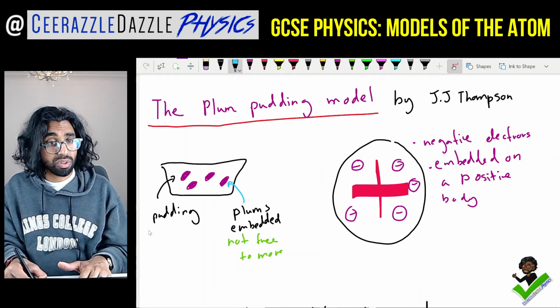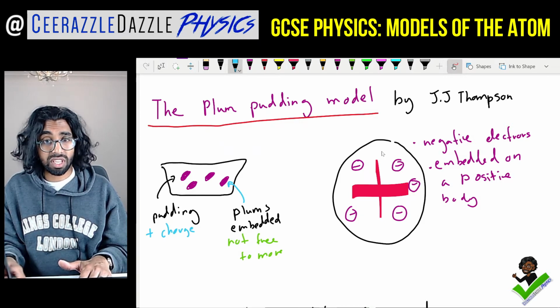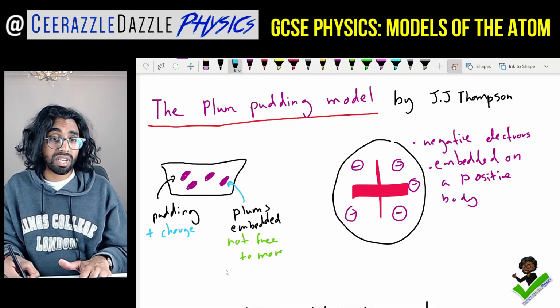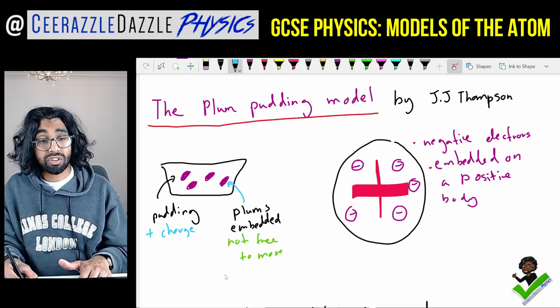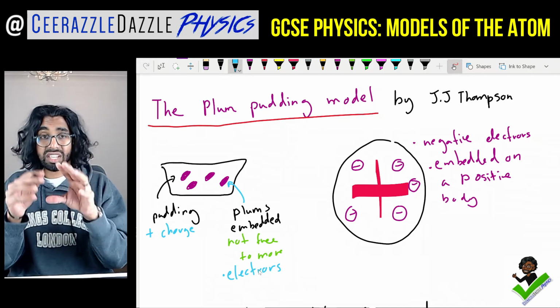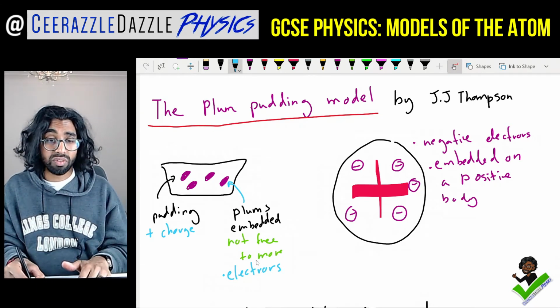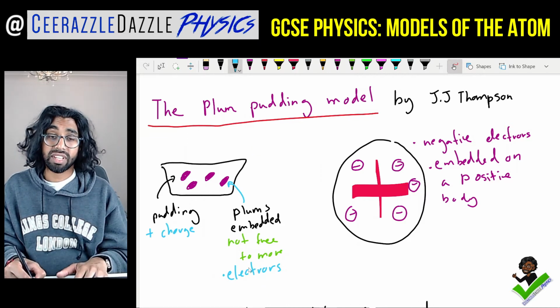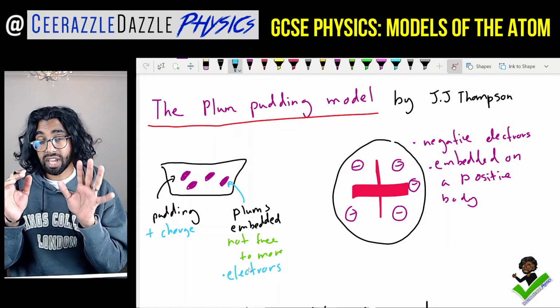So the pudding represents the positive charge, which is obviously this round bit over here, and the plums are here to represent the electrons, guys. So the electrons are represented by the plums over here. And obviously the plums are embedded just like the electrons are embedded. They are not free to move. As you can see, they're not free to move. So that is the plum pudding model of the atom.